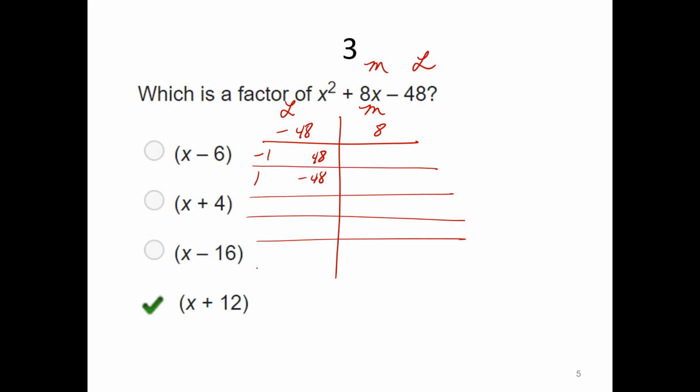Now you guys go ahead and come up with some as well. Maybe like a 2 and a 24, maybe a 3 and a 16, maybe a 4 and a 12, maybe a 6 and an 8. So go ahead and fill that chart out. Think of all the things that multiply to negative 48.